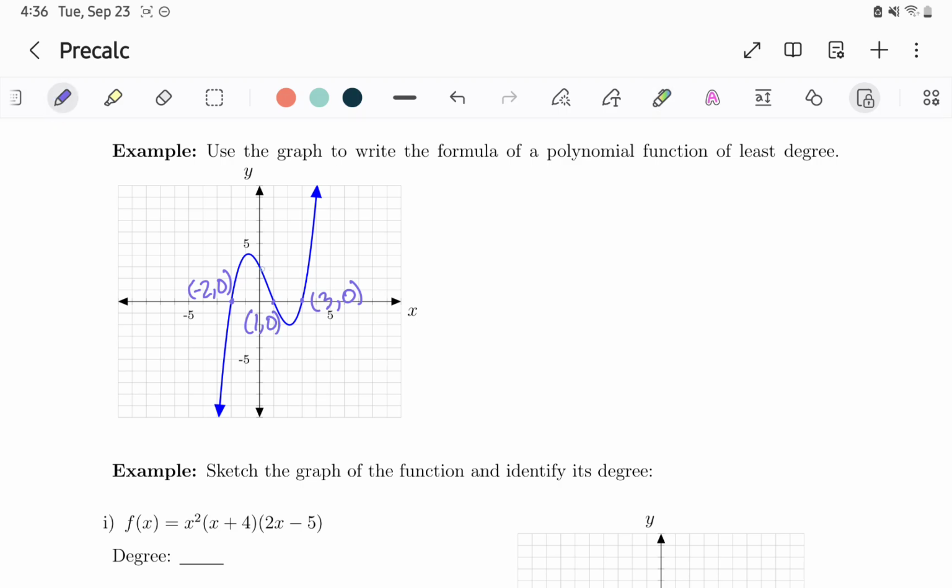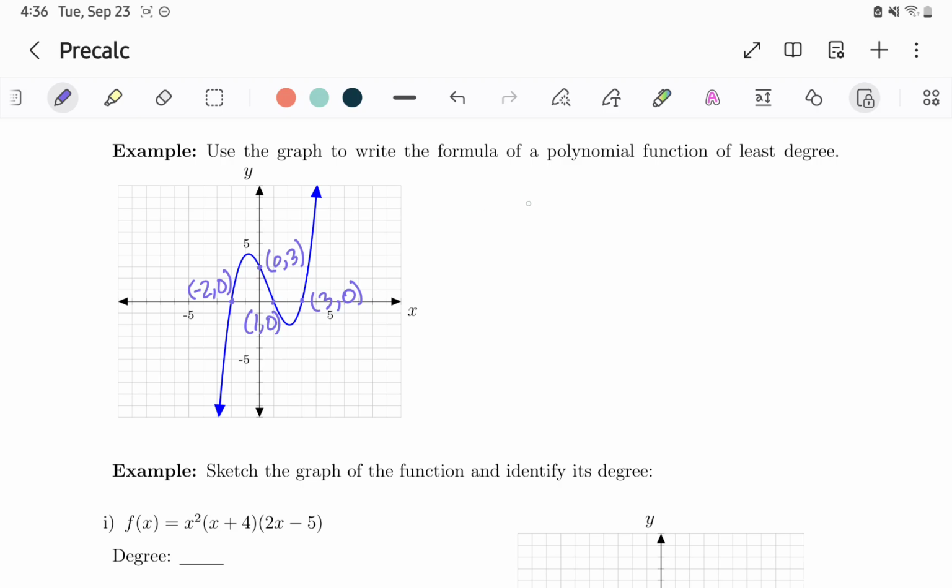All right, and then we are also going to want to know the y-intercept because we are going to use that to recover the value for the leading coefficient like we did in the previous example. So this point here is going to be the point 0, 3.